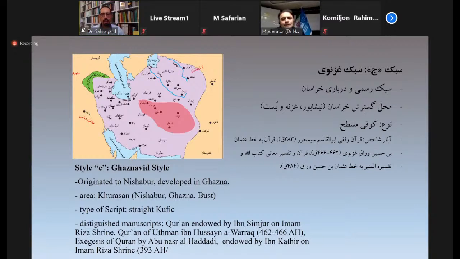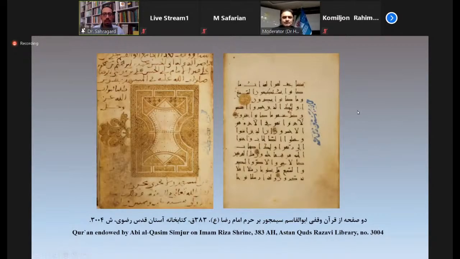It's Kufi Mustatah type, which is angled, whose magnificent cases are in the holy shrine of Imam Reza, where the Quran is endowed. There is a Ghaznavi Quran and a tafsir that this same Osman ibn Hussein wrote for Ibrahim ibn Masud Ghaznavi. Its Quran, its analysis, shows the relationship of the writer with the Ghaznavid dynasty. Abul Qasim Sinjur, and samples of this style are too many.